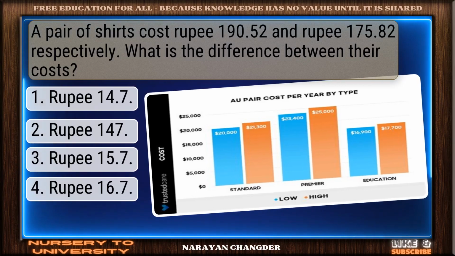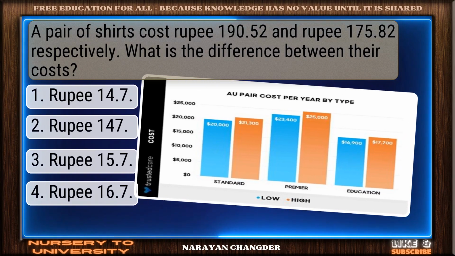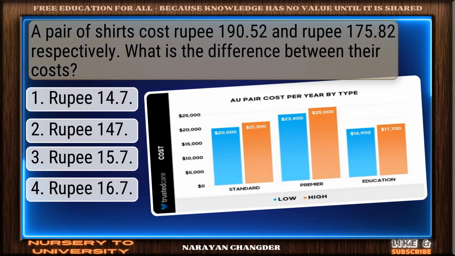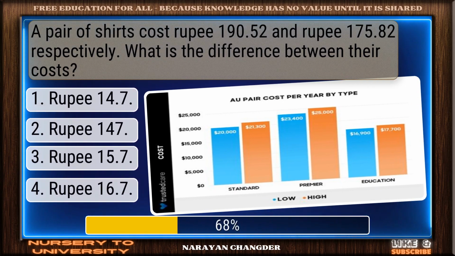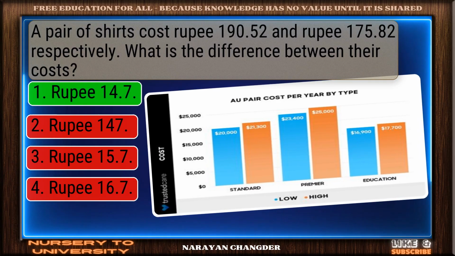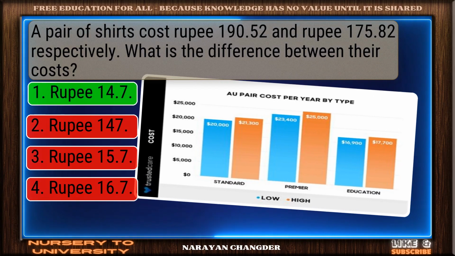A pair of shirts cost Rs 190.52 and Rs 175.82 respectively. What is the difference between their costs? You got it. Your choice Rs 14.7 is right.